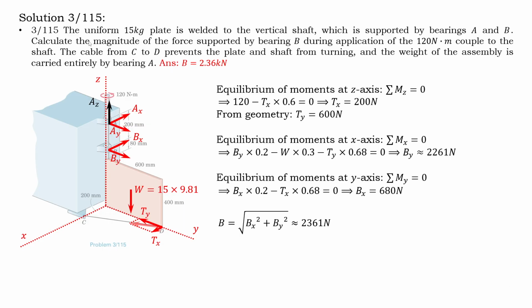So in the next question, we have a uniform 15 kg plate. So 15 kg, you find the center of mass, which is the center of this rectangle, and it is downward. So you just write 15 times g. And it is supported by bearings A and B. These are two bearings. Calculate the magnitude of the force supported by bearings.